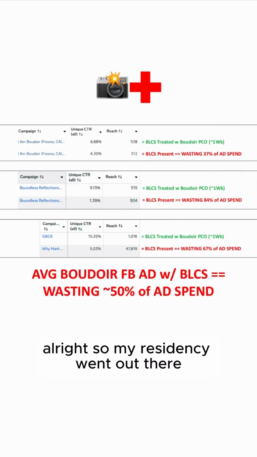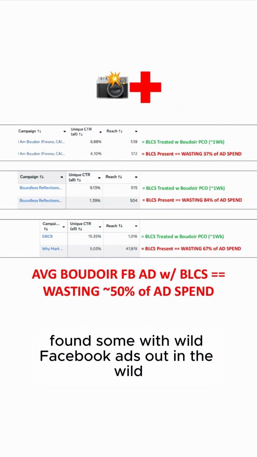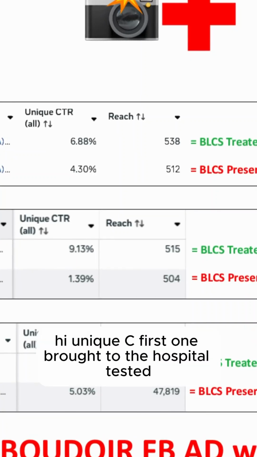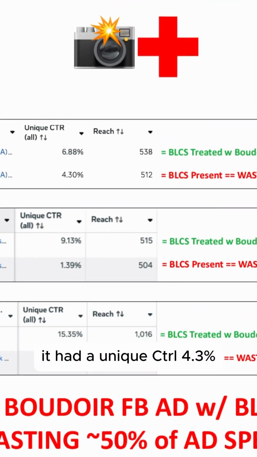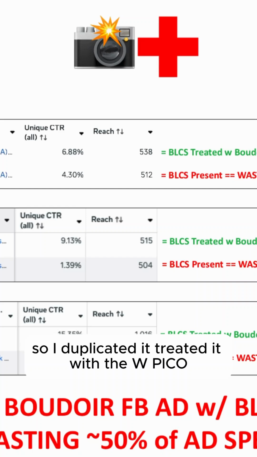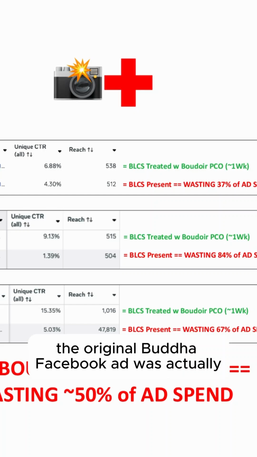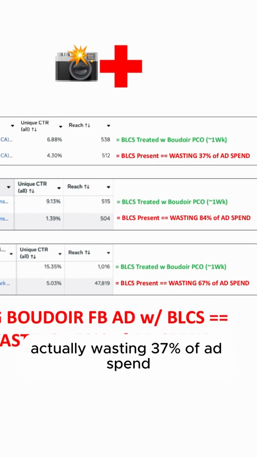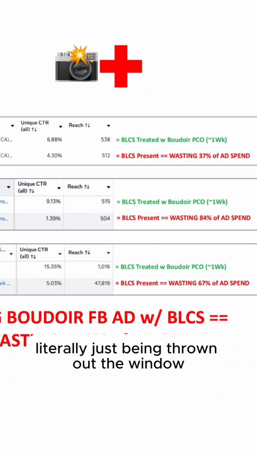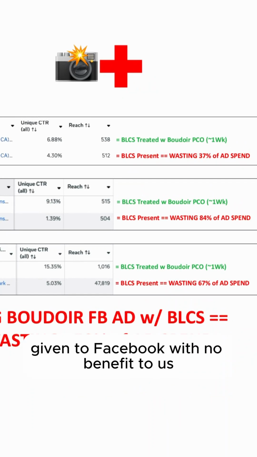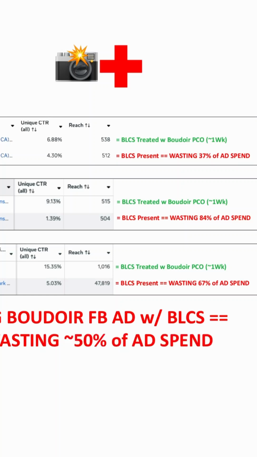All right, so in my residency, I went out there and found some Boudoir Facebook ads out in the wild. I found the first one, brought it to the hospital, tested it, and it had a unique CTR of 4.3%. So we know BLCS is present. So I duplicated it, treated it with Boudoir Pico, took about a week, and got the unique CTR up to 6.88%. So we found out the original Boudoir Facebook ad was actually wasting 37% of ad spend, literally just thrown out the window, given to Facebook with no benefit to us.